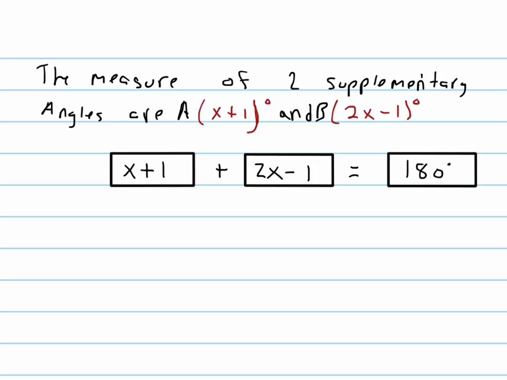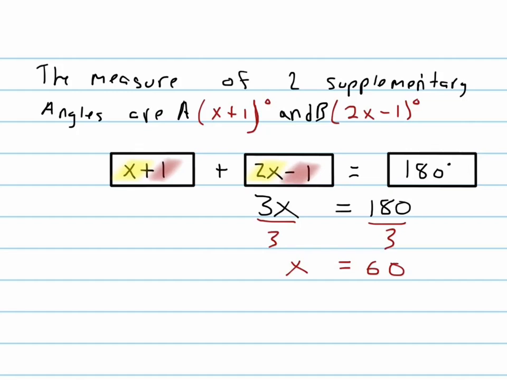equals 180 degrees. If we combine our like terms, which I'll do, x's are 3x, and the numbers plus 1 minus 1 becomes 0. So I'm going to have 3x equals 180. So now I divide by 3. And x equals 60.